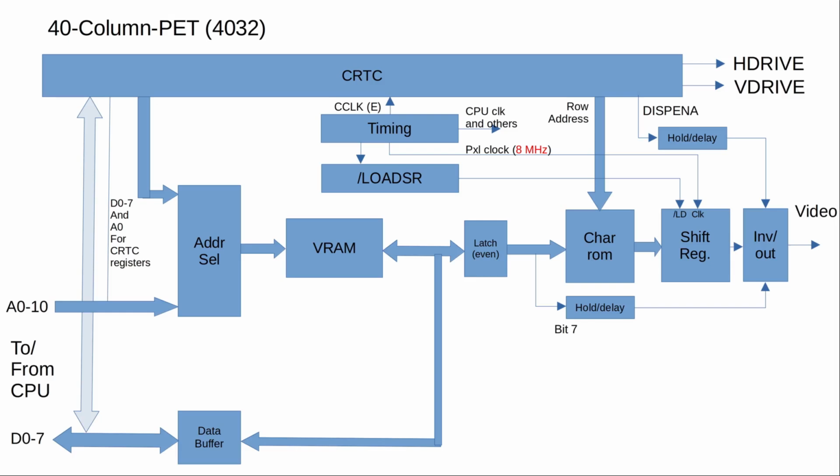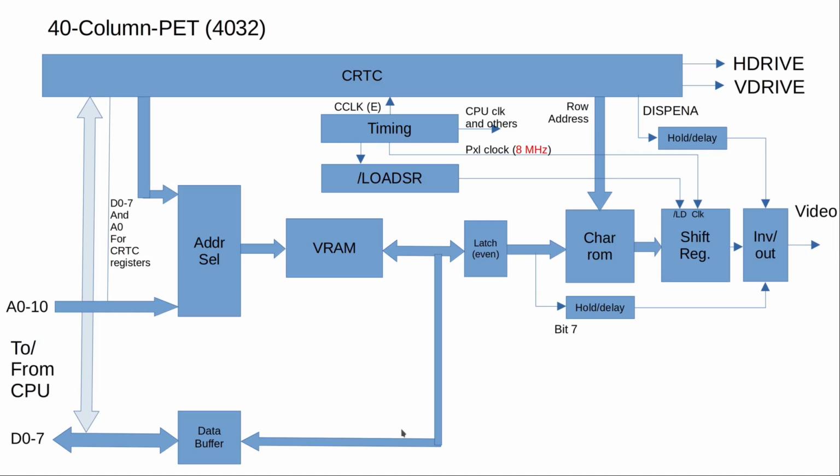So let's look at how the CRTC actually works. And for this I have redrawn a little bit the picture I showed before, where you have the CRTC and the different components that are being used in the video generation. So this is the 40-column PET, and this looks in principle very similar to what the original PET with its discrete video logic had. You have the address selector, VRAM latch, and so on, all those components.